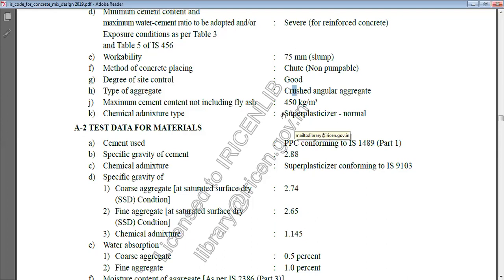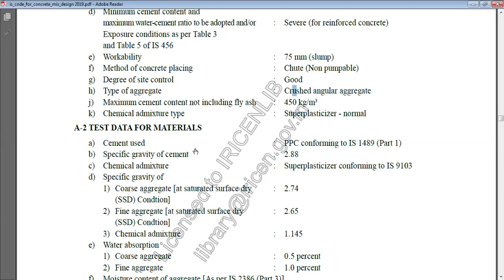Also, very important, they used a chemical admixture, that is a superplasticizer. The function of using superplasticizers is to reduce the water content, the water cement ratio. Here you can do the mix design with chemical admixture or without chemical admixtures. If you use the chemical admixtures, whatever the calculated water content you get, you can reduce that by up to 20 to 30%. If you are not using it, you keep the water content or water cement ratio as it is and continue the calculations.